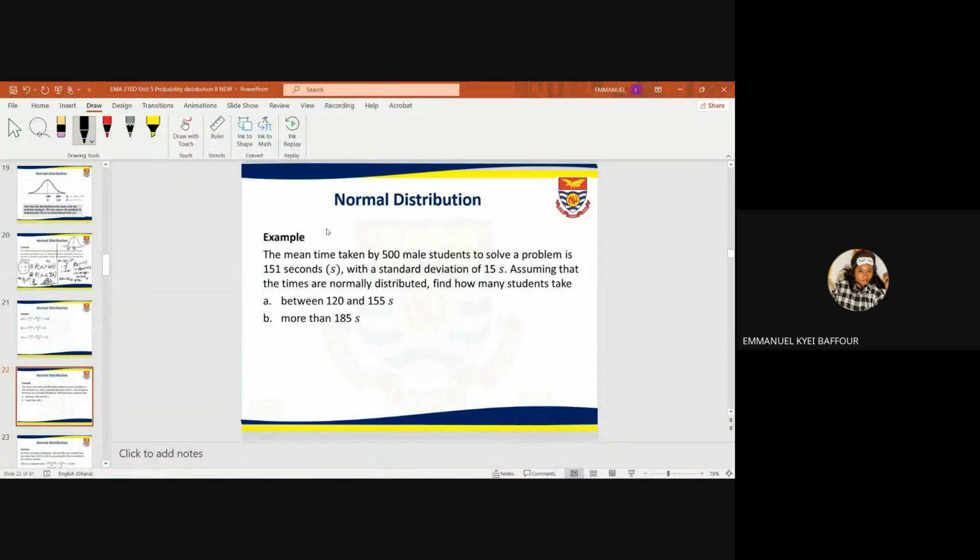150 seconds. So you see, this question is quite different from the ones that we have been solving. The ones that we've been solving, we've been looking at the probability that a particular score will range from one point to another. But this time we are looking at the number of students that will take between these seconds and these to solve the problem. So how do we tackle it? Anyone to give it a try, or should we move on?